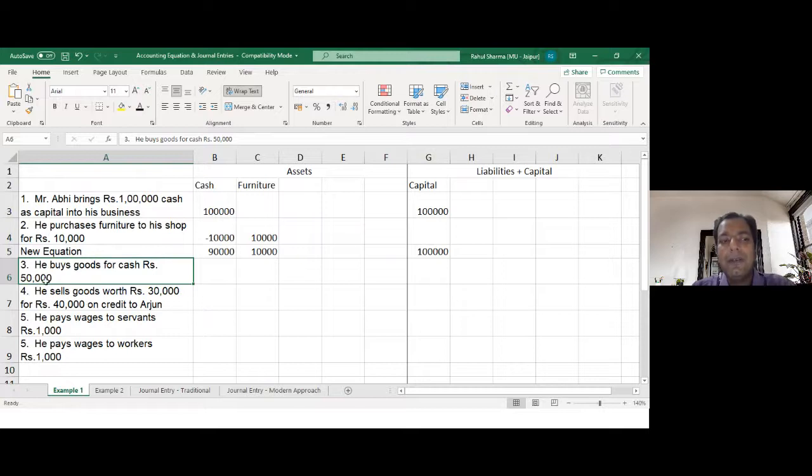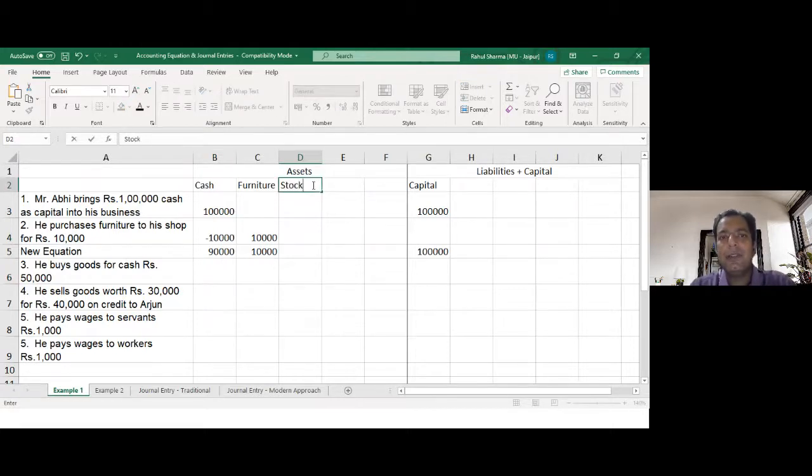Now we have the third one, which says he buys goods for cash rupees 50,000. We all have studied that goods are those things in which the businessman deals. He does the business, right? And we call them stock, and stock is a part of our current assets. So on the asset side, we can add one more thing over here, and we can say we have stock. So I bought stock for cash rupees 50,000.